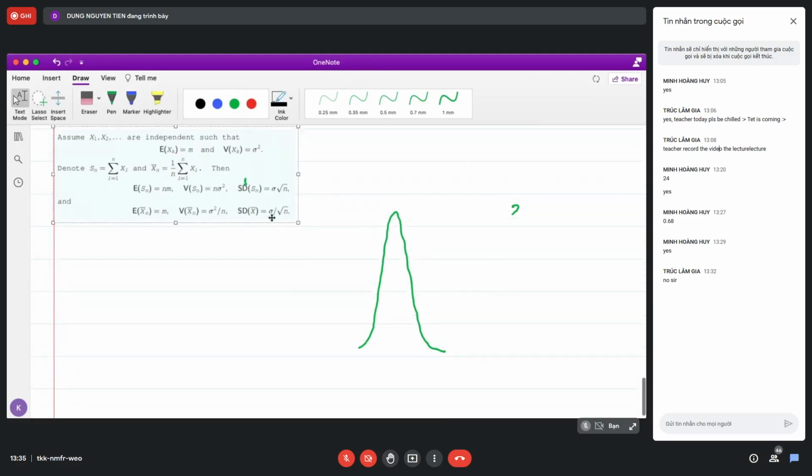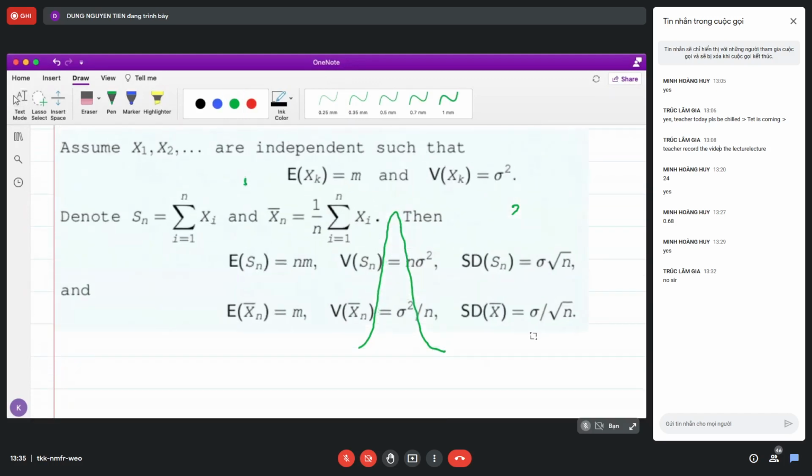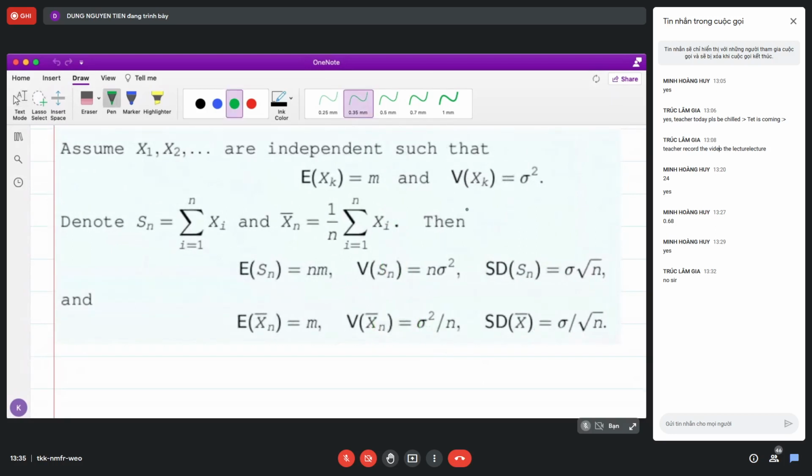Suppose that all the xi are independent, such that the mean of xk is m and the variance of xk is sigma squared. It means that they are the same. All these distributions are independent, and they have the same mean values and the same variance values. Then I denote by Sn the sum of xi, and x bar, the average value of xi.